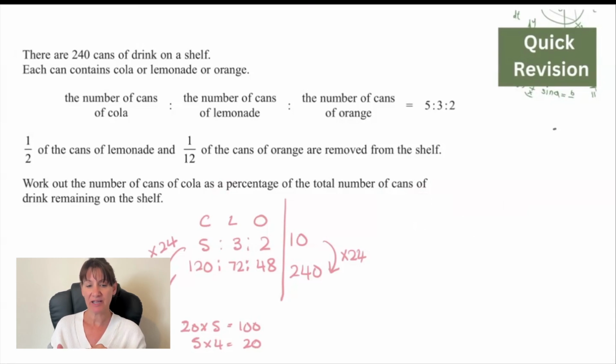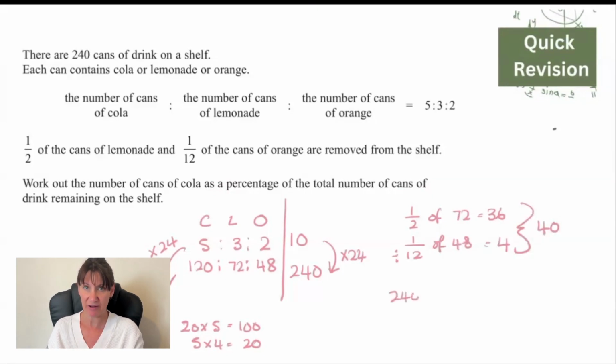A half of the cans of lemonade are removed. So we're going to be doing a half of 72. You could go into bus stop method with this. You might just know a half of 72 is 36 and just simply write that down. A 12th, here you have to divide by the bottom. So you divide your 48 by 12 to give you 4. Add those to get your total. 40 were removed from the shelf. So the total 240, take away 40, means that you have 200 left on the shelf.